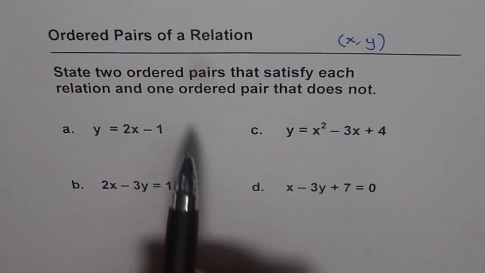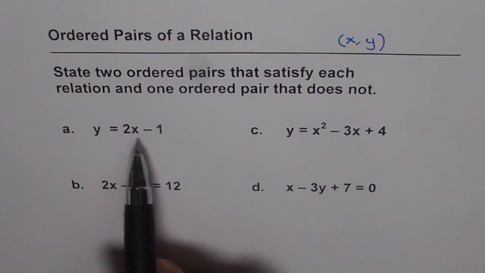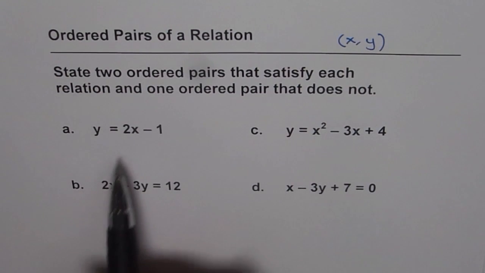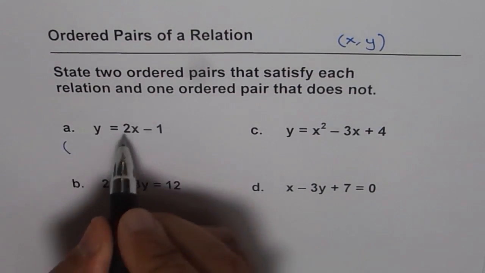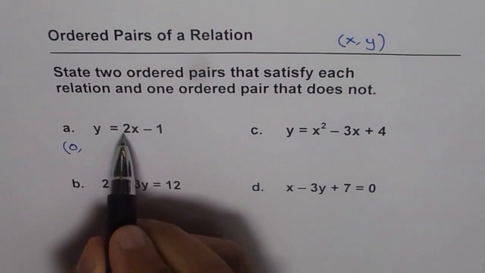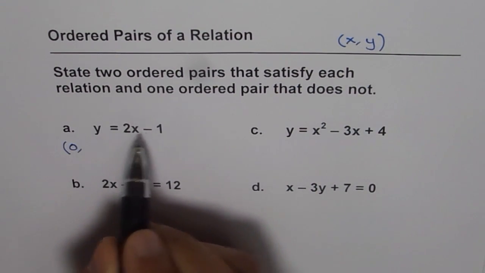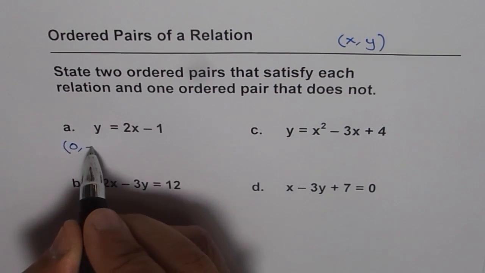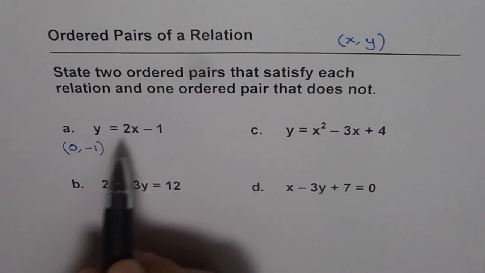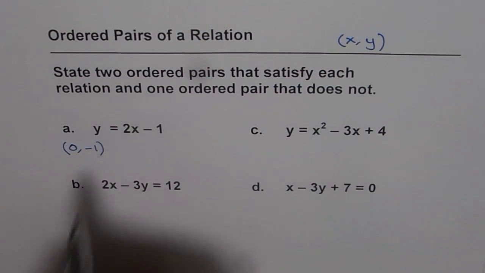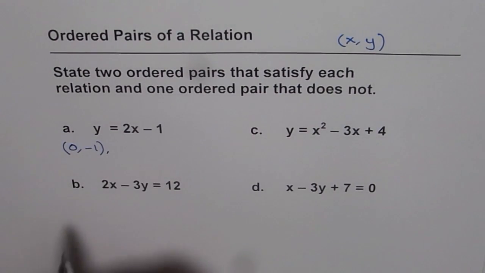To find two ordered pairs which satisfy this line, we can start with any value of x. 0 is always the best selection. So if I use x as 0, I get 2 times 0 as 0 and y becomes minus 1. So (0, -1) is an ordered pair which will satisfy this relation, which is a line.